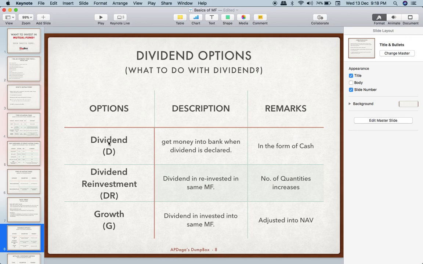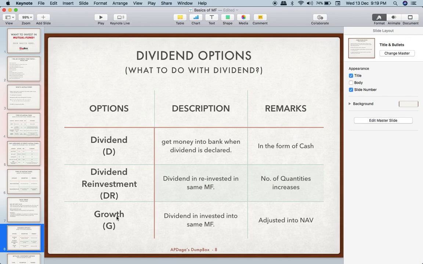At the time of investment you have to select one of these. If you select dividend, then whatever amount you get as a dividend gets transferred to your bank automatically in the form of cash. If you select dividend reinvestment, that means your dividend gets reinvested in the same plan. Let's say you have invested 10,000 in a mutual fund and you got a dividend of rupees 200, then in the same mutual fund, whatever quantity you can get for that 200 rupees will be bought automatically. So your number of quantities will increase.